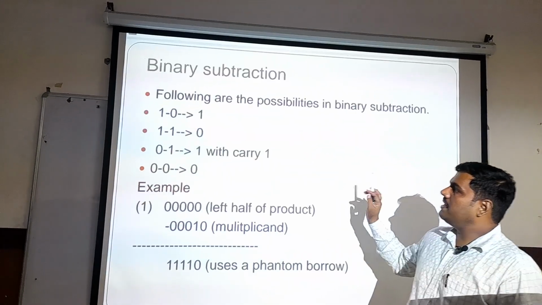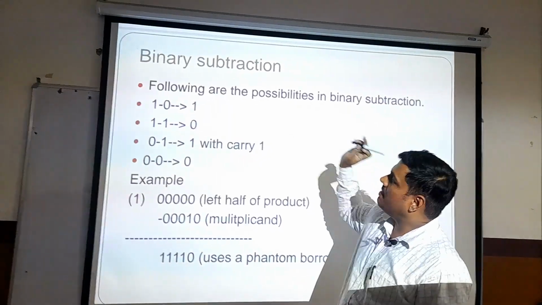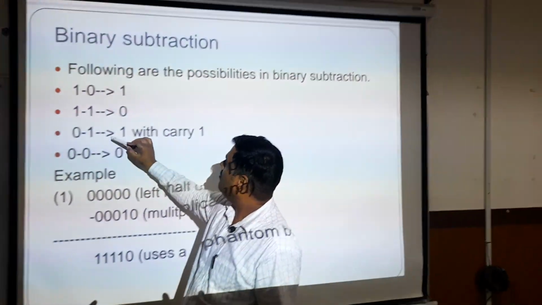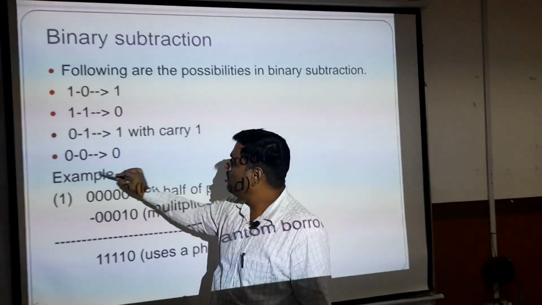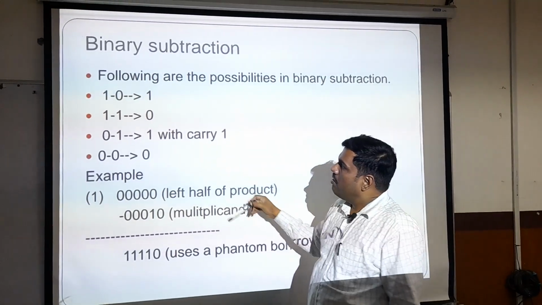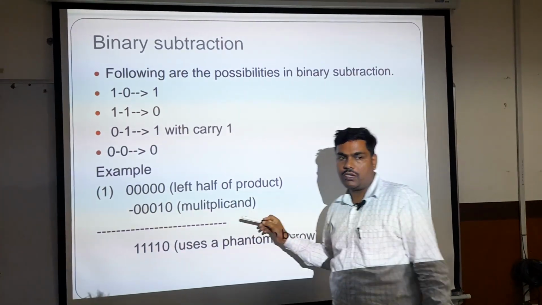Then this is binary subtraction. How to subtract in binary: 1 minus 0 is 1, 1 minus 1 is 0, 0 minus 1 is 1 with a borrow, and 0 minus 0 is equal to 0. These are also examples of subtraction.